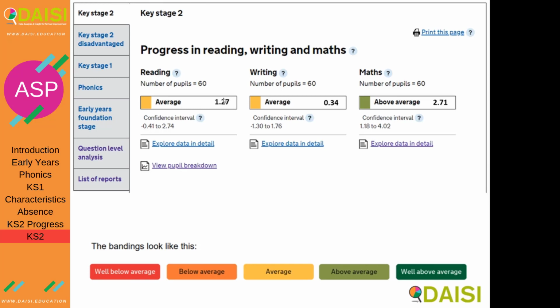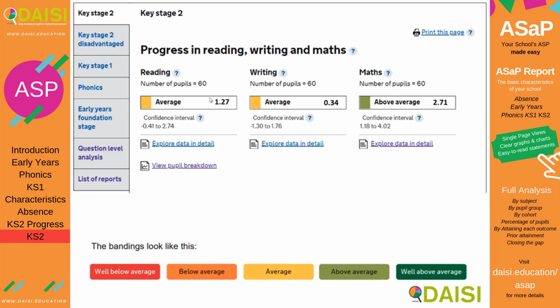Now, if you have got a high figure relative to the number of pupils, then you will be significantly above. If it's a low, negative figure, then you'll be significantly below. Otherwise, you'll be average, which has previously been called in line with the national average or close to the national average. Around 60% of schools per subject are average.